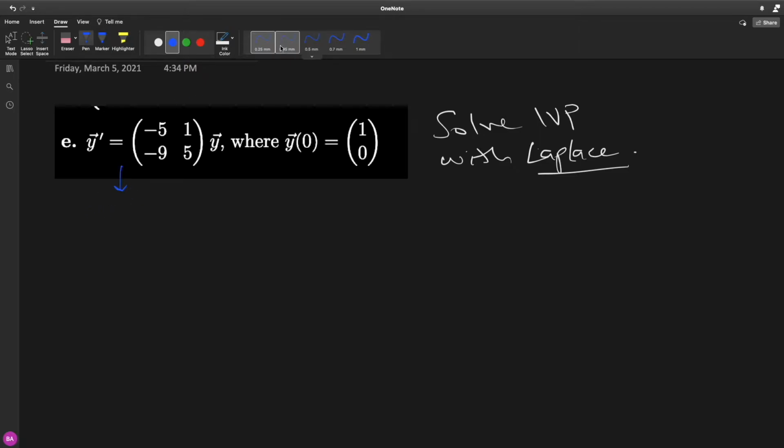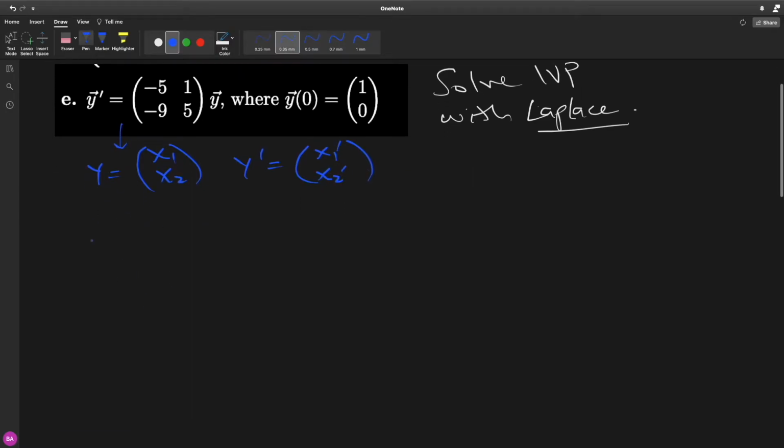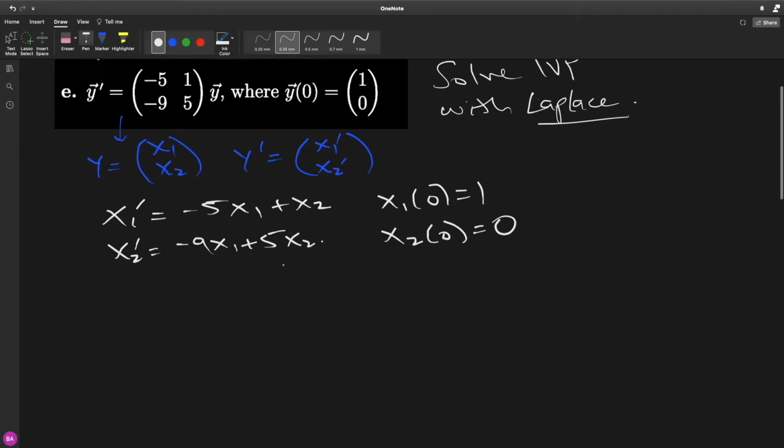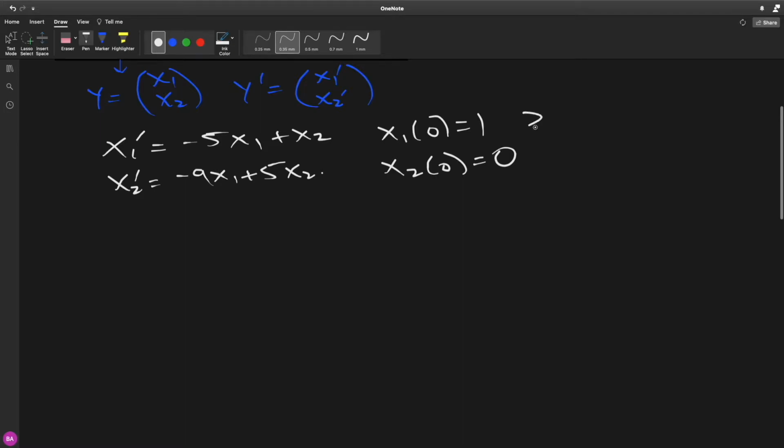So what we can do is set y to be equal to x1, x2, where y prime is equal to x1 prime, x2 prime. If we do this and plug in what we get for our equations, and we also have our initial values, now we want to solve this using Laplace.